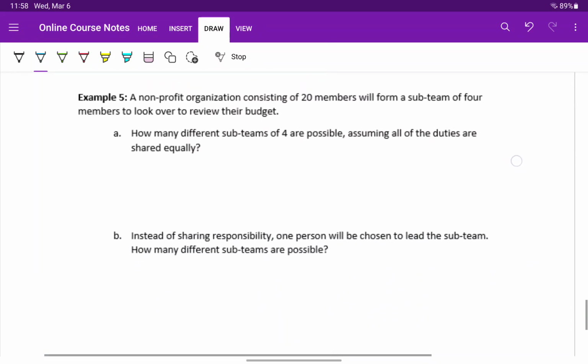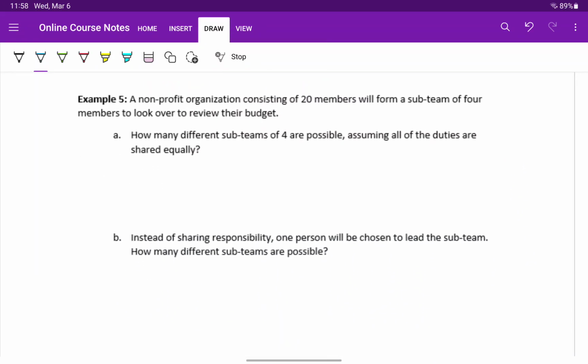In example 5, we have a non-profit organization consisting of 20 members that will form a sub-team of 4 members to look over and review their budget. In part A, how many different sub-teams of 4 are possible, assuming all of the duties are shared equally? This is different than the example we had with permutations because now they aren't officers, just 4 people being selected for a team. Doesn't matter if you're selected first, last, or somewhere in between.